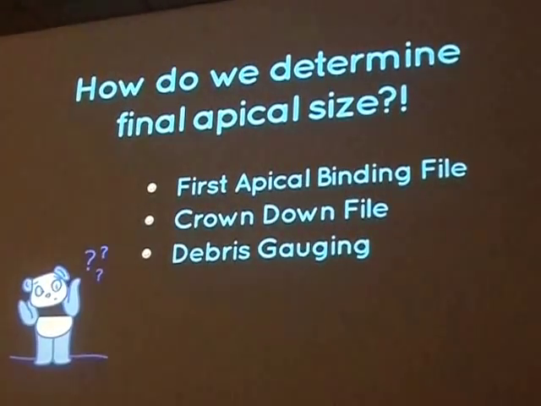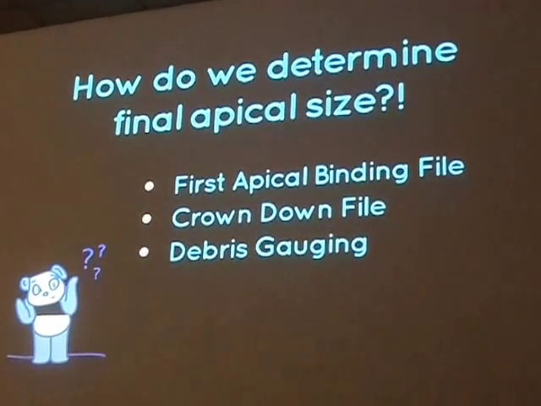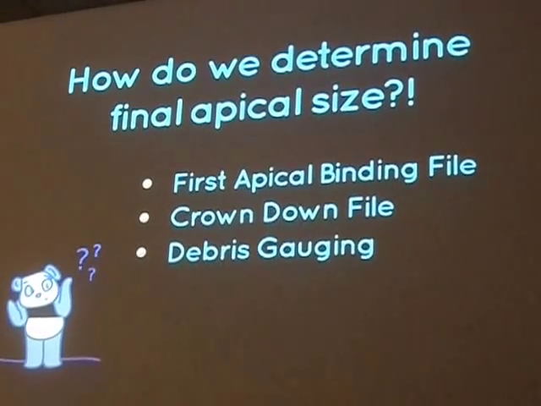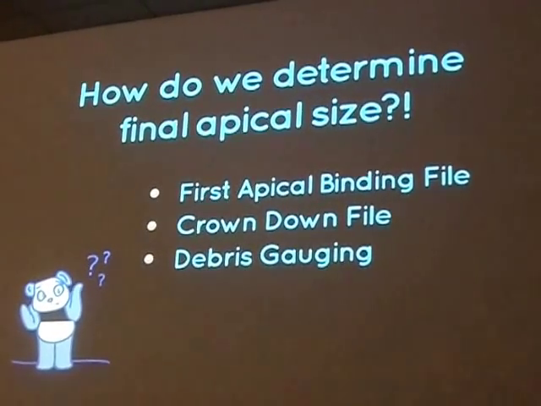So how are we going to actually determine our apical size? Well, we have several different methods. We have first apical binding file, we have our crown down file, and debris gauging.